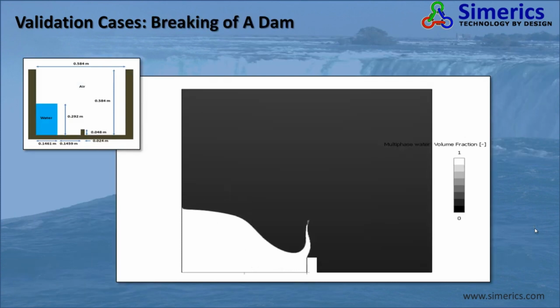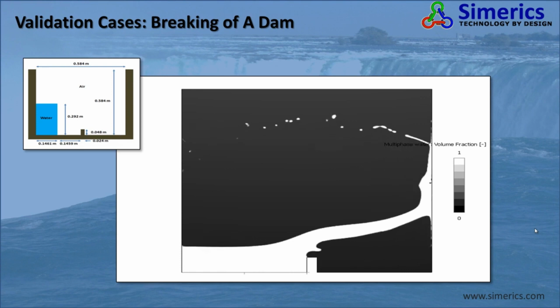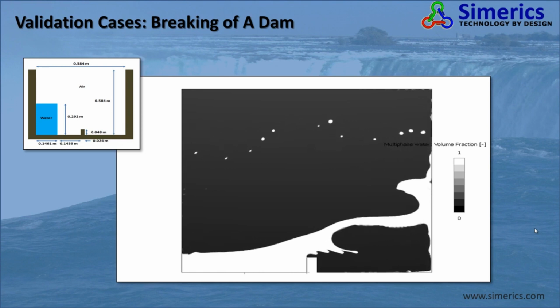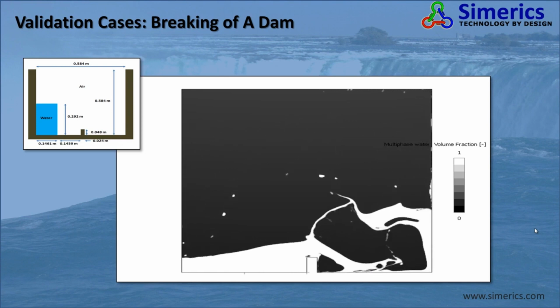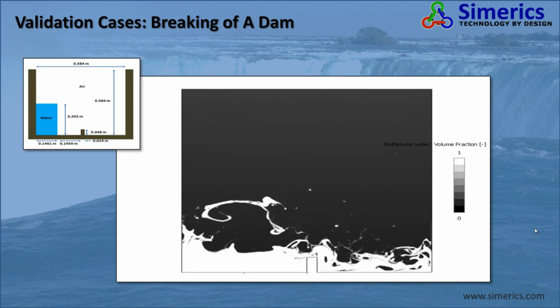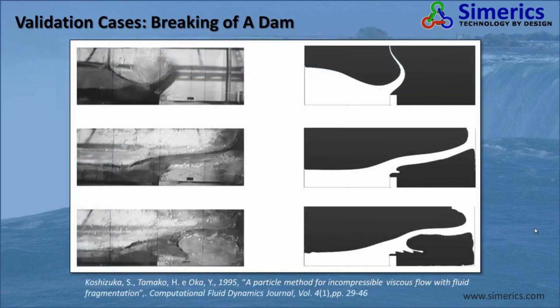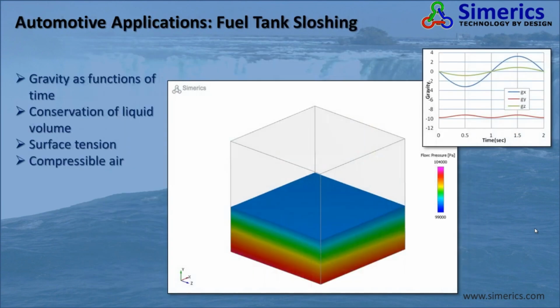This is another validation case of a volume of water initially static but then released to flow under the influence of gravity. This is the dam breaking problem. We see a comparison of experimental visualization versus a PumpLink simulation. The predicted free surface matches quite well to the photos of the experiment.